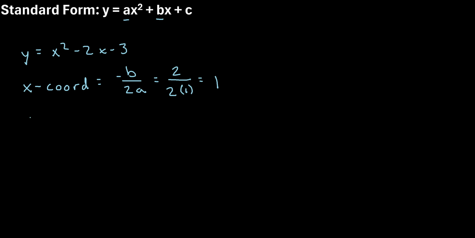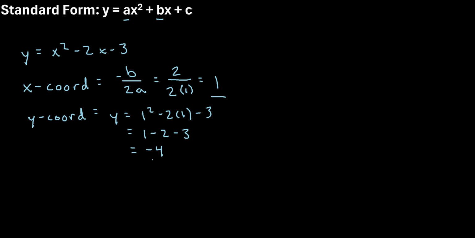Now to find the y-coordinate of the vertex, we can simply plug in this value of 1 for x into this original equation and see what we get for y. So if we do that, we'll have y is equal to 1 squared minus 2 times 1 minus 3. So we get 1 minus 2 minus 3. So we get 1 minus 2 is negative 1, minus 3 is negative 4. So we know the x-coordinate and the y-coordinate of the vertex, so we can write vertex is located at 1, negative 4.